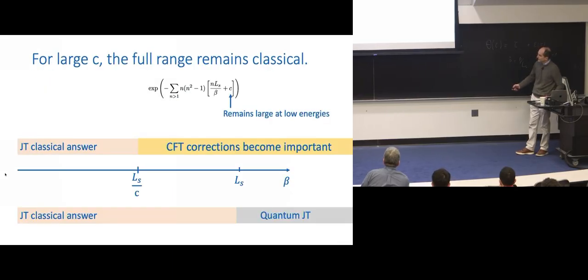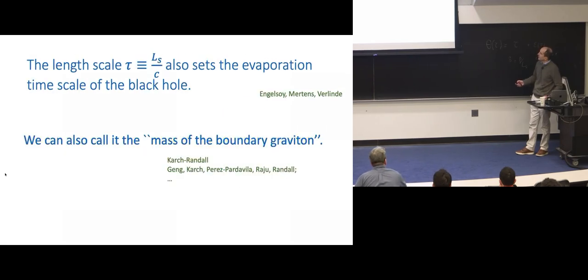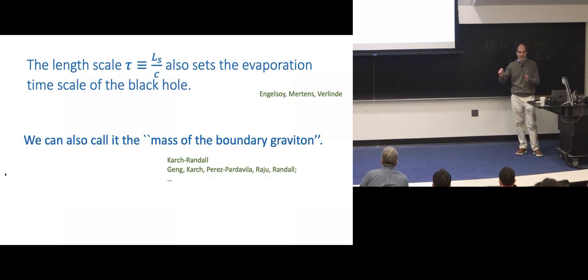This length scale has a physical meaning in this context. It's the length scale that sets the evaporation time scale of the black hole. If you have this black hole interacting with massless fields, and you throw matter in, the black hole will evaporate by emitting the massless CFT degrees of freedom. The time scale over which it will evaporate is set by that time scale tau. That means the energy of the black hole will decay exponentially with a time scale set by tau. Is that clear?